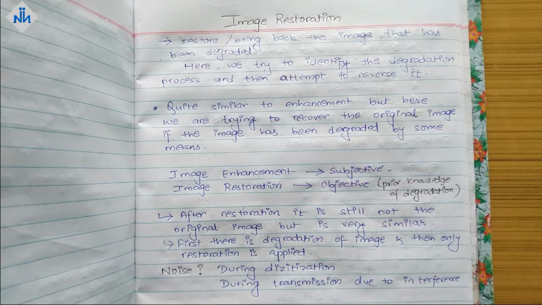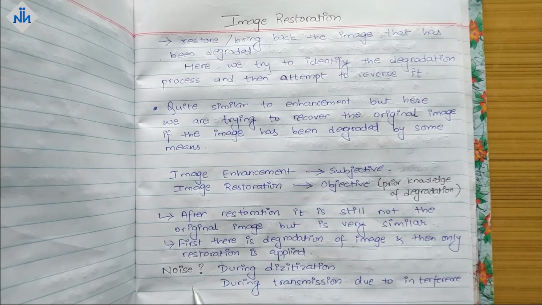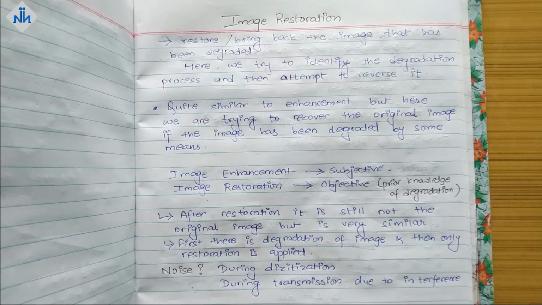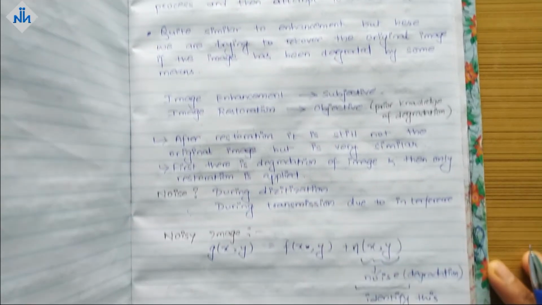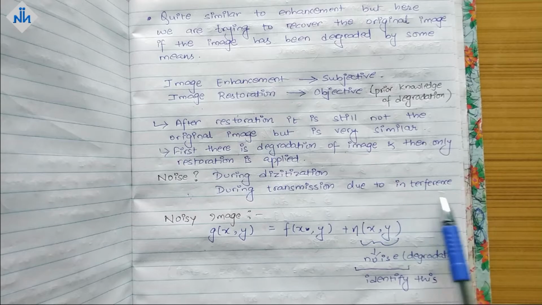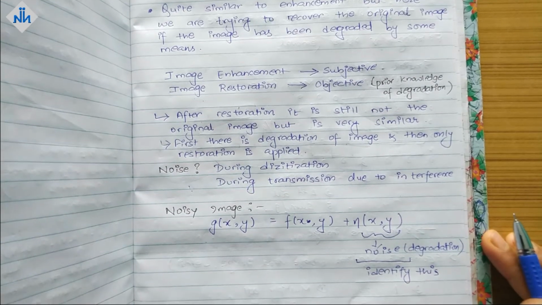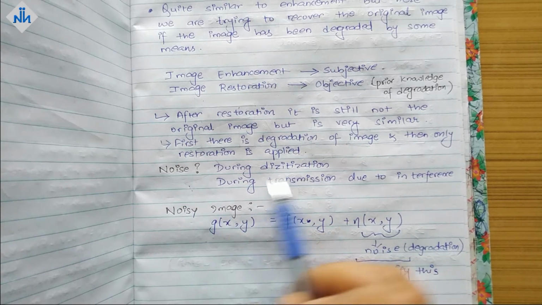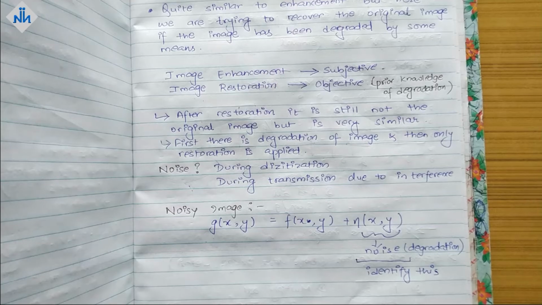Now the most popular type of degradation that happens is noise. So we have noise introduced in our image. So when does this happen? It happens at two times, that is during digitization and during transmission due to interference. So when we transfer it over a network, due to many interference of signals and all, it gets noise, and also during digitization.